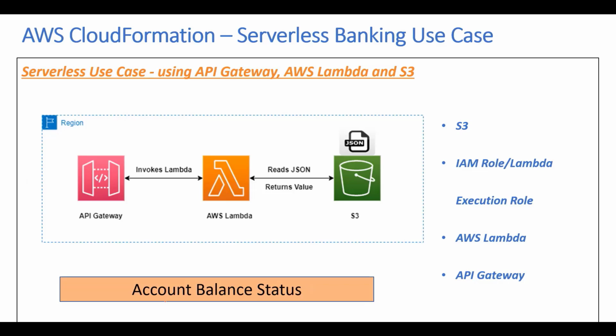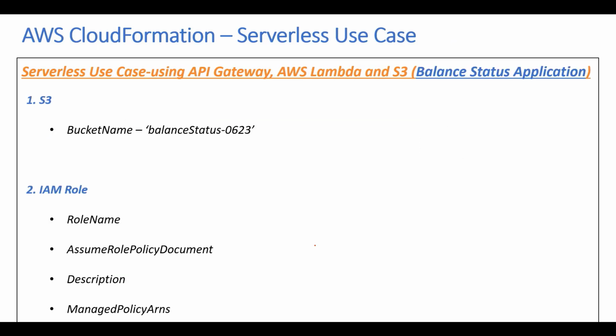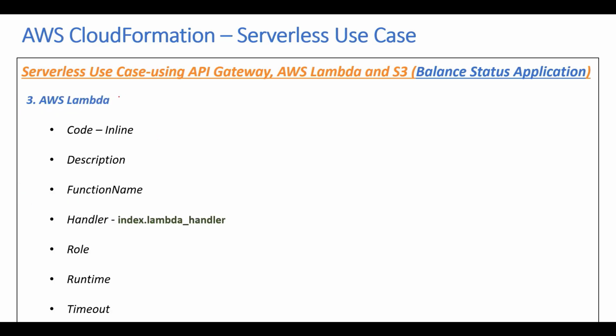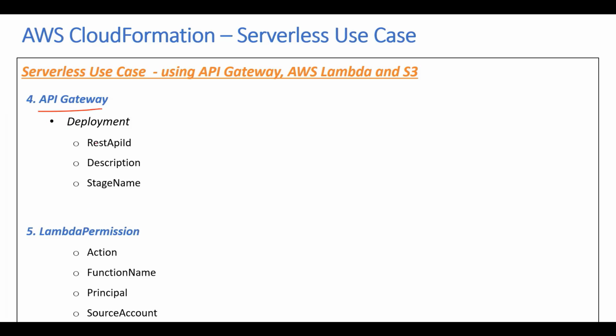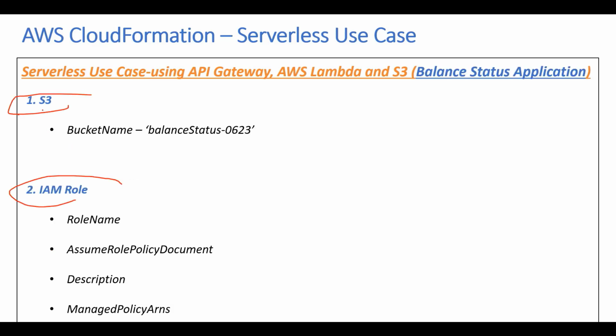Okay, as discussed, now we're going to build this account balance status application using CloudFormation. So the first thing we're going to do is create an S3 bucket. Then we're going to create an IAM role in the next lecture. And then we're going to create an AWS Lambda in the following lecture. Then API Gateway and Lambda permissions. In this lecture, we're going to start off by creating the S3 bucket.